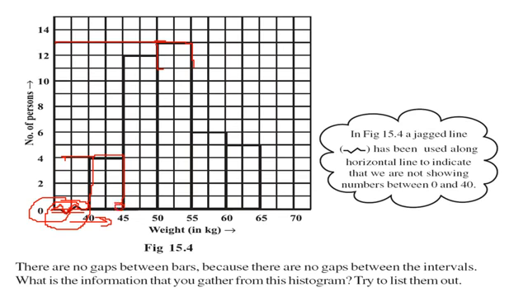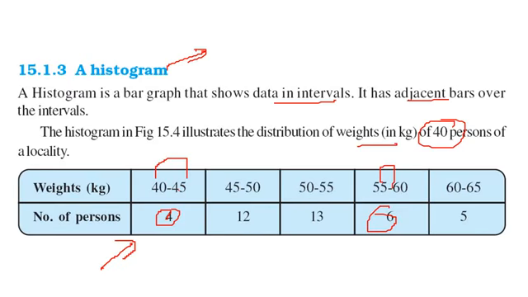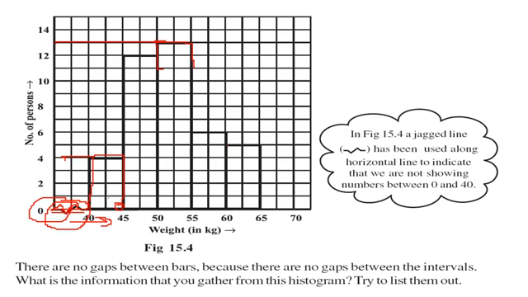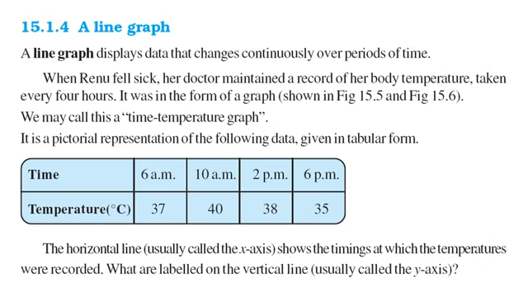And see, there is no gap. Why are there no gaps between the bars? Because the intervals have no gap. See, after 45, 45 comes. So 40 to 45, then 45 to 50. So there is no gap between the intervals. So there will be no gap between the bars also.